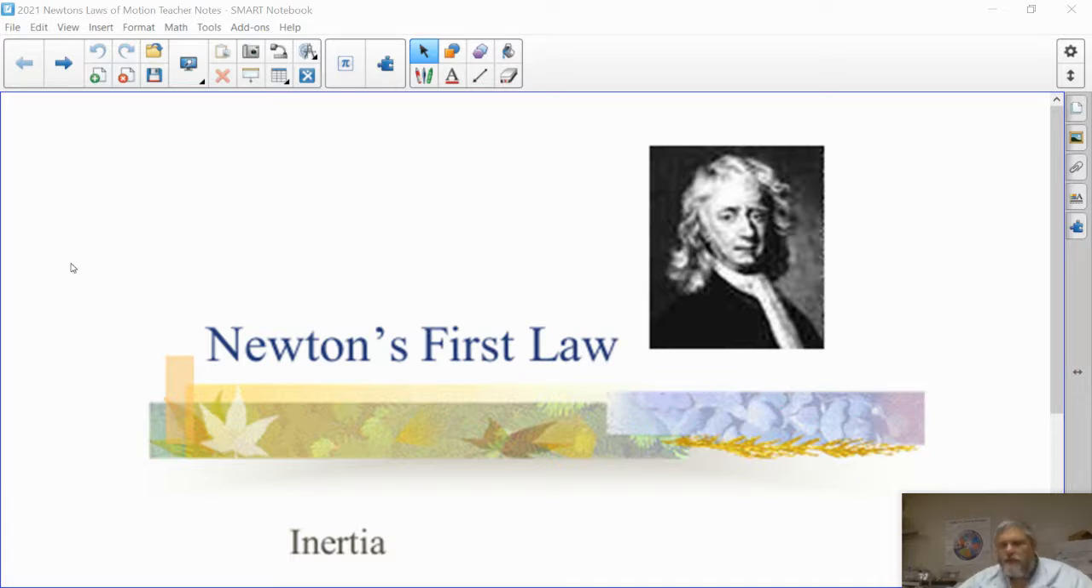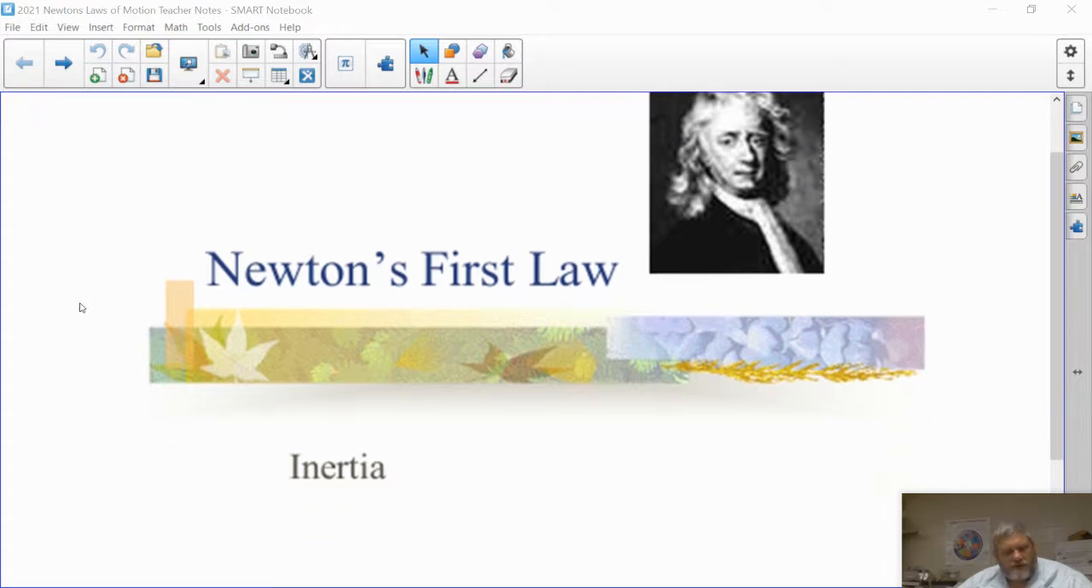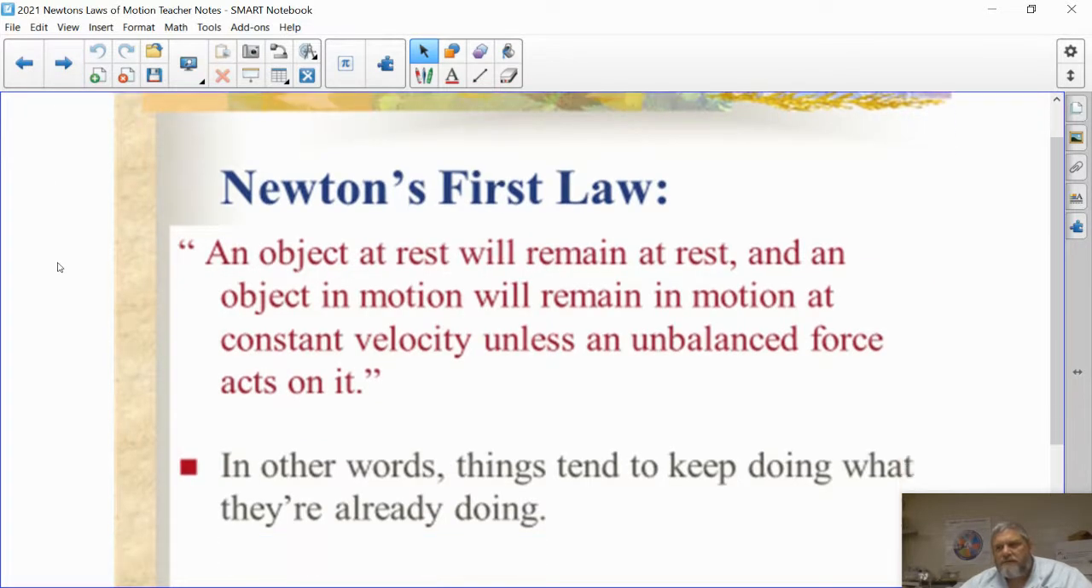All right, so Newton's first law is all about something called inertia. Most of us have probably heard that term, and I think for the most part it's used correctly. Basically, Newton's first law says this: an object at rest will remain at rest. An object in motion will remain in motion at a constant velocity unless an unbalanced force acts on it. In other words, things keep doing what they're already doing.